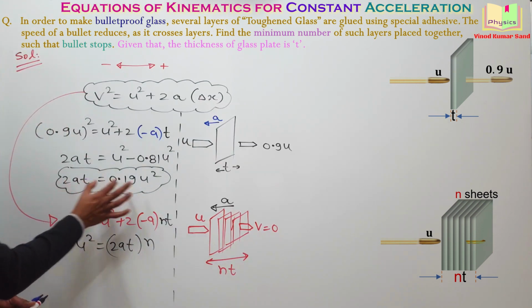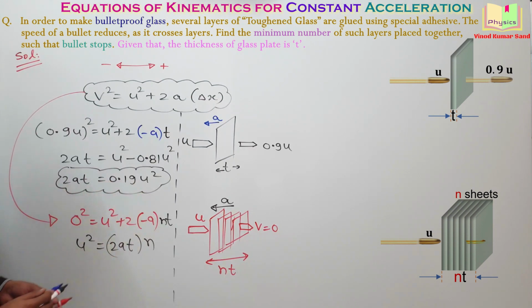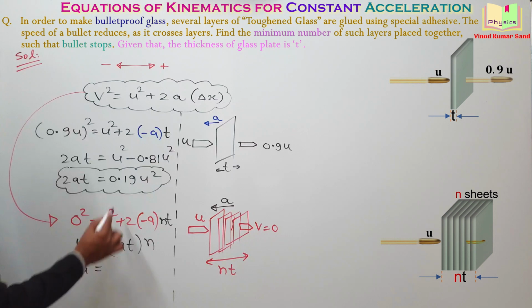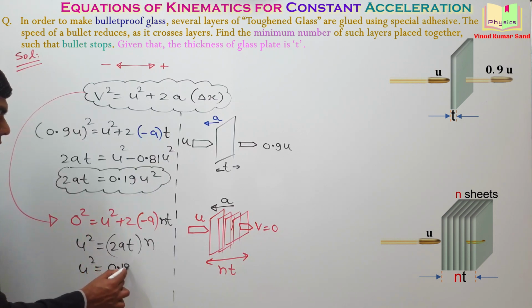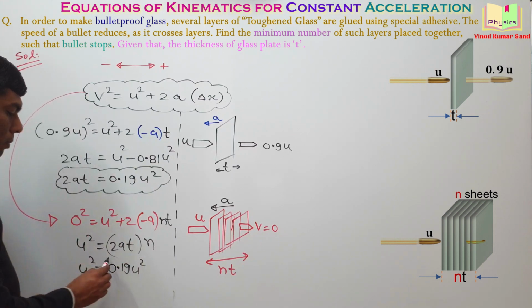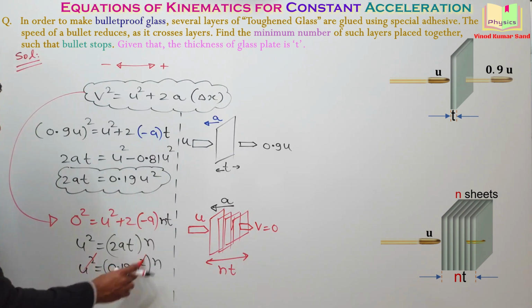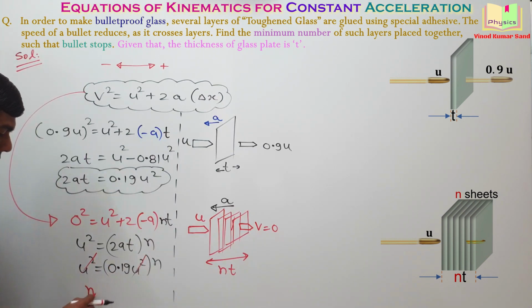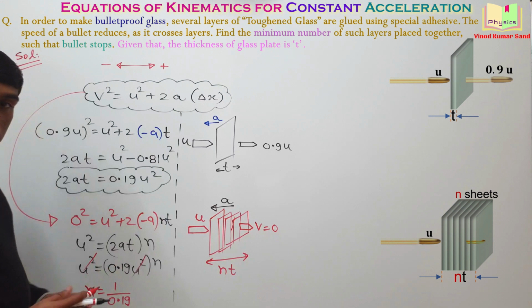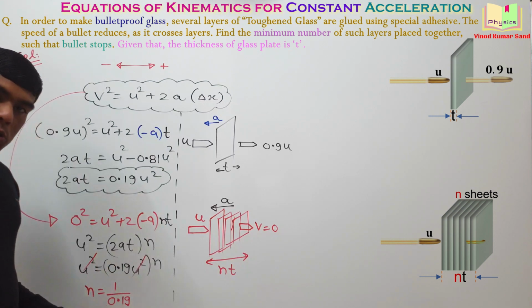2at is already available, so I am substituting that value here. U square is equal to 0.19 u square multiplied with the n. From this computation we can obtain the value of n. N comes out to be 1 upon 0.19. Okay. Now how to compute it faster?